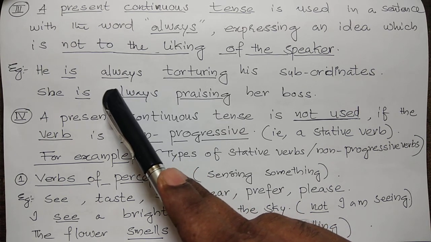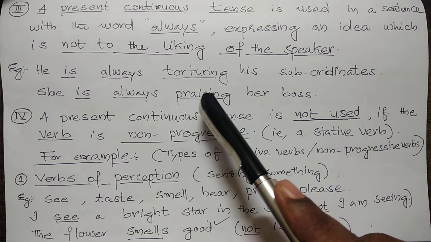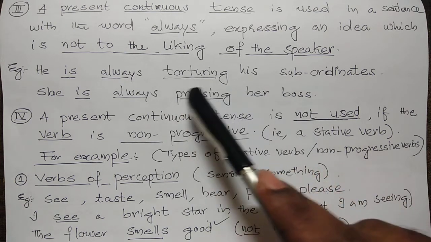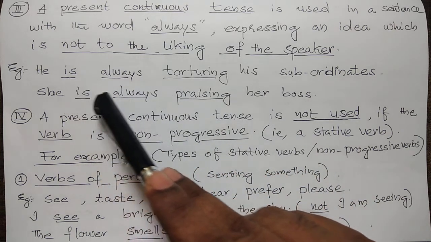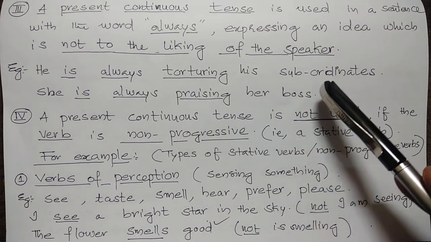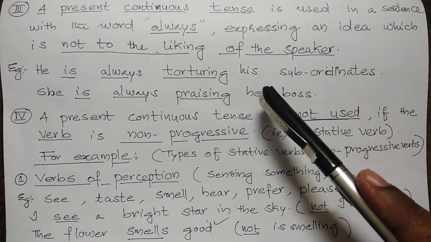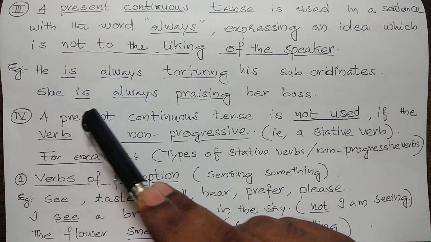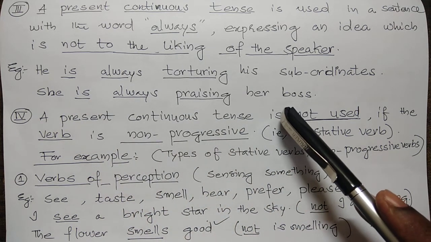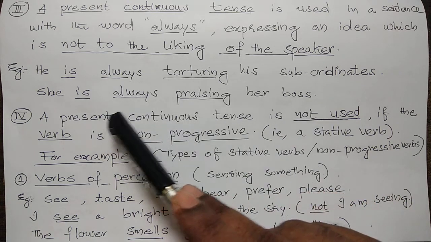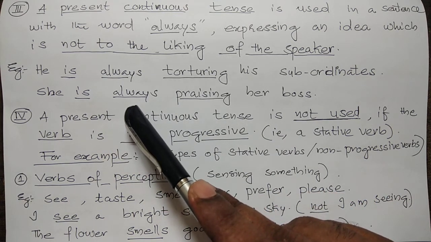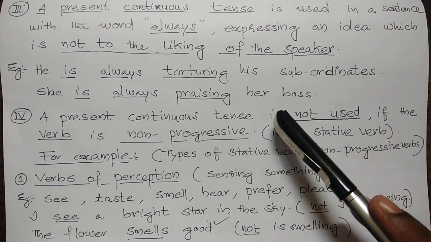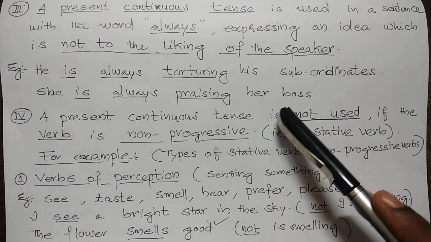So that means the speaker is saying something which is not to the liking of him, because he is always torturing his subordinates. The speaker doesn't like it. That's why he is using the present continuous. She is always praising her boss. Here also present continuous and there is always in between. And it is not to the liking of the speaker because she is praising her boss. The speaker doesn't like it.